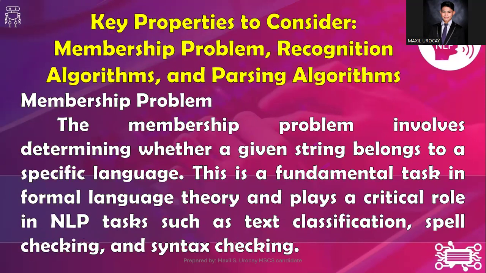Now, the key properties to consider are the membership problem, recognition algorithm, and parsing algorithm. Now, what is the membership problem? The membership problem involves determining whether a given string belongs to a specific language. This is a fundamental task in formal language theory and plays a critical role in NLP tasks, such as text classification, spell checking, and syntax checking.